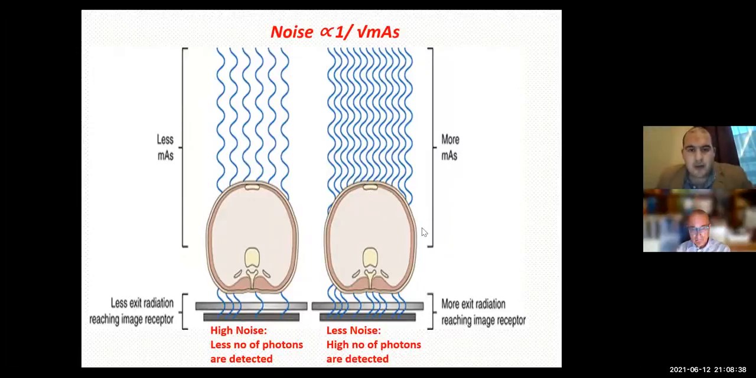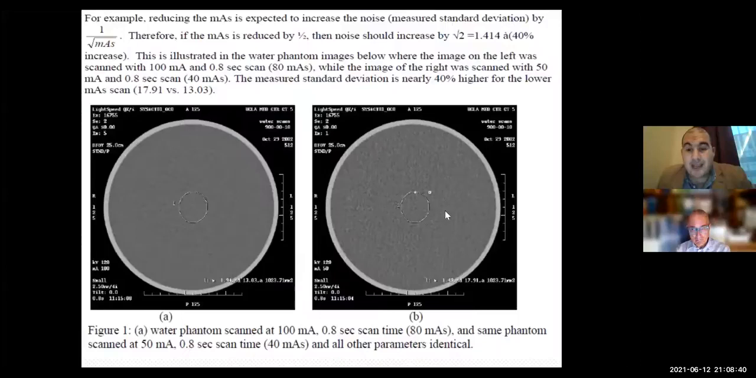If you want to calculate the noise, it's easy to get it through daily QC. We are using a water phantom, drawing a ROI, region of interest, and measuring the standard deviation. Here you will get a difference in the standard deviation value between the image on the left side and the image on the right side.